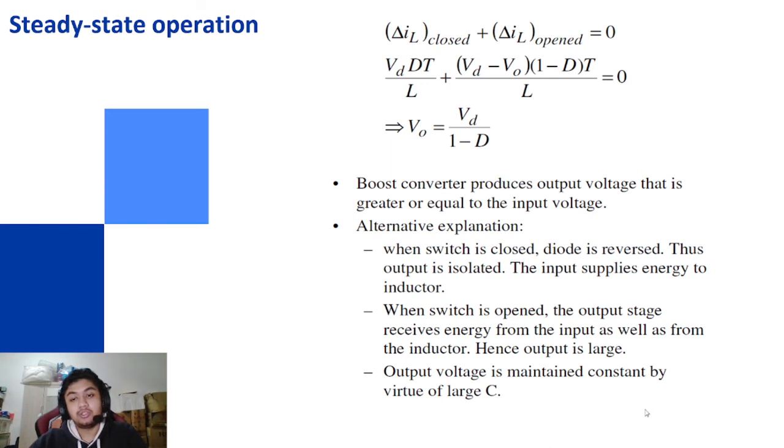The boost converter produces an output voltage that is greater than or equal to the input voltage. Alternative explanation: when the switch is closed, the diode is reverse biased. Thus, the output is isolated. The input supplies energy to the inductor. The second one is when the switch is open, the output stage receives energy from the input as well as from the inductor. Hence, the output is large. The last one is the output voltage is maintained constant by virtue of a large C.